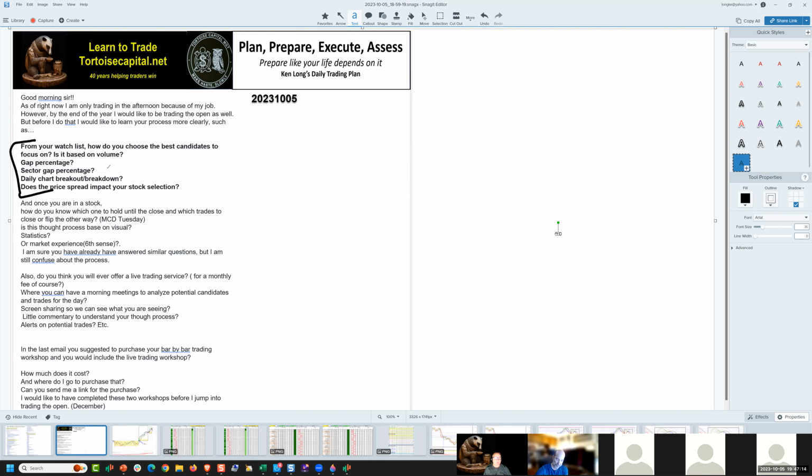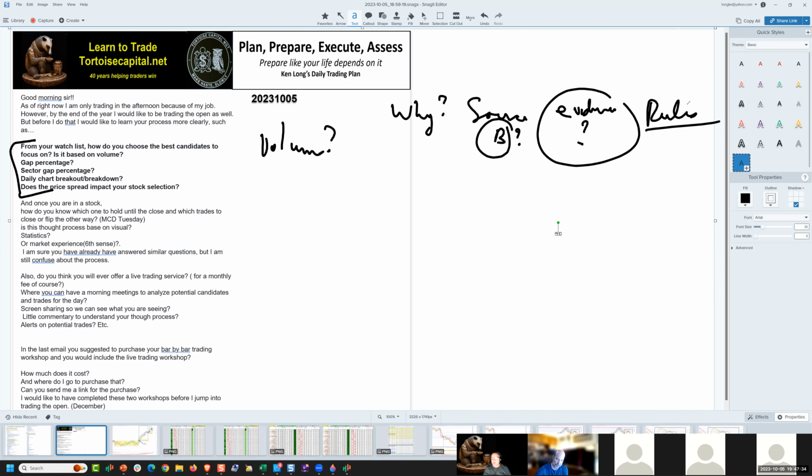Now, as a coach, I would say, you think volume is important. For each one of those, I would say, why do you think it's important? What's the source of the belief? What's the evidence for the belief? What are the rules that you use? Or why do you think that it might be useful?